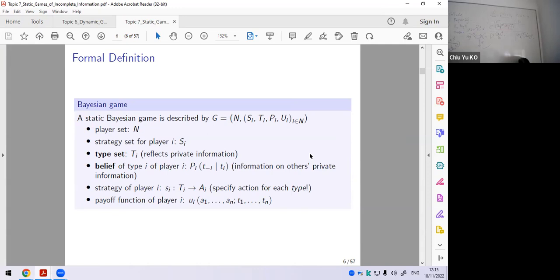You can imagine that it is actually like a 2-stage game where nature moves first, like this. It's like the subgame perfect idea.